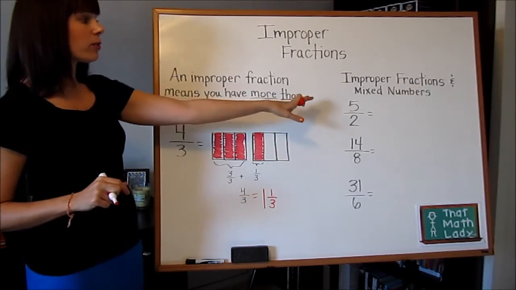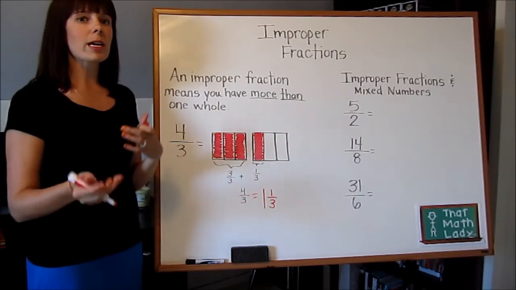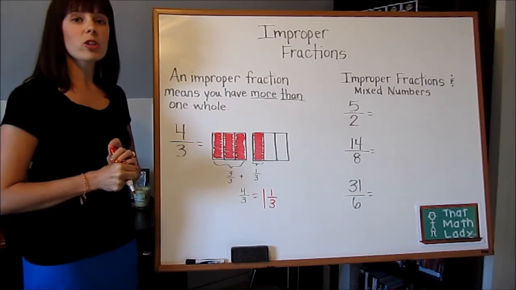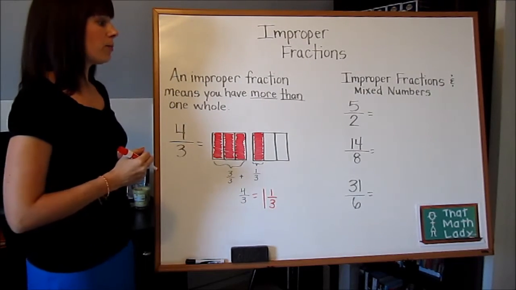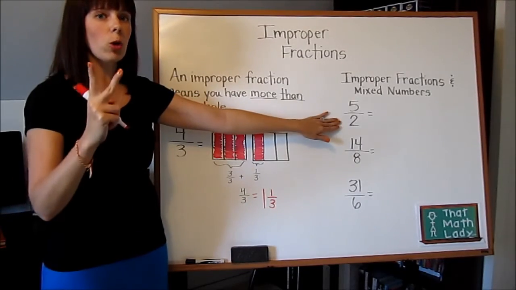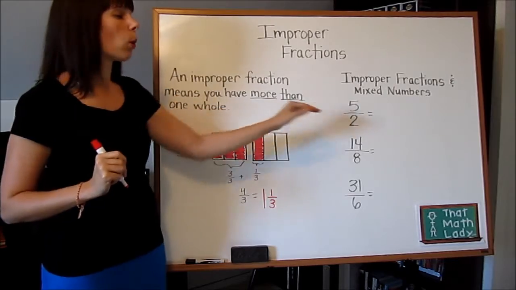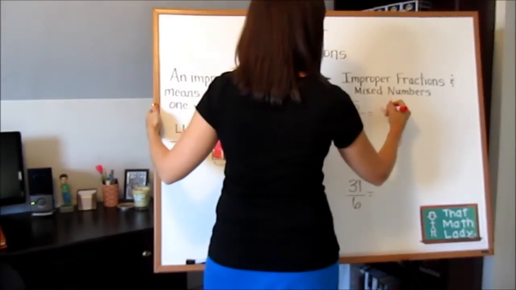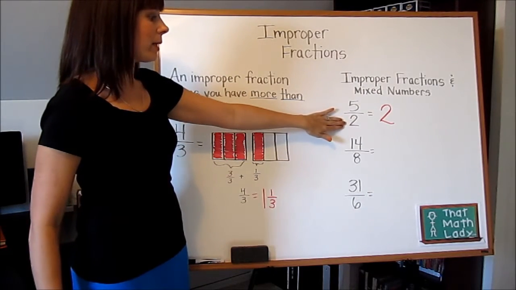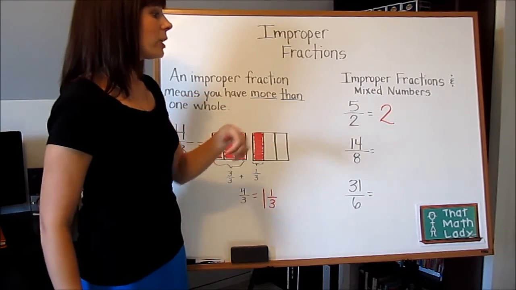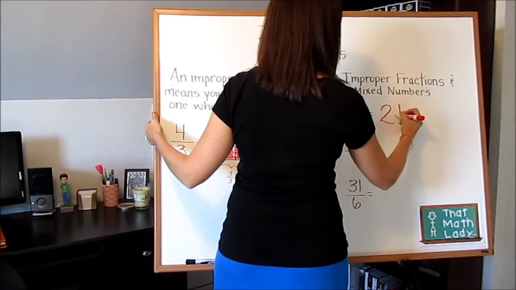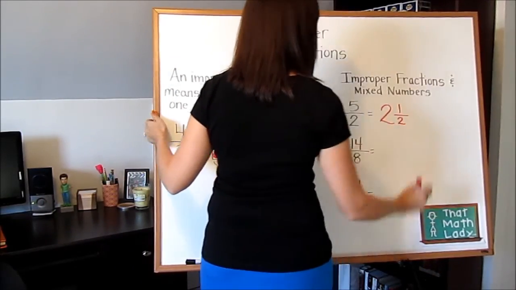So we're going to take a couple of these improper fractions and we're going to make them into mixed numbers. To do that, we're just going to divide the numerator by the denominator. So 5 divided by 2, well, 2 goes into 5 2 whole times, because 2 times 2 is 4. So I have 2 whole times that my denominator goes into my numerator. And when I do that, I have 1 remaining, so that becomes my new numerator over my denominator.